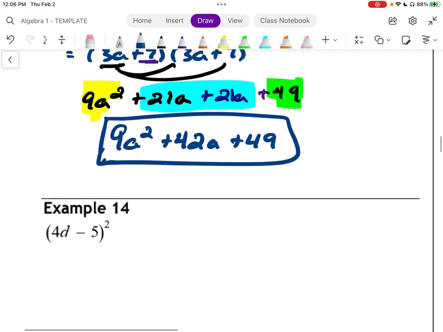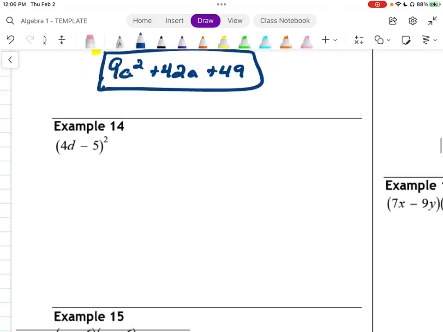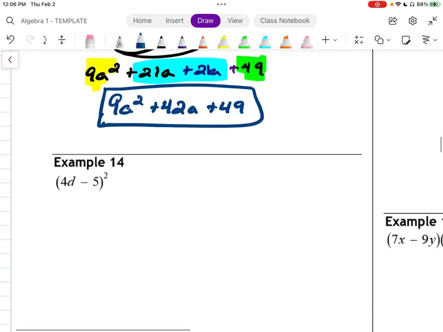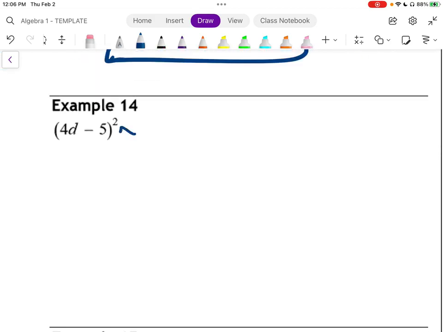Next up, example 14. Now again, we could use this formula, but I'm not going to. I'm just going to skip straight to just doing it by hand. So to square something, you need to multiply it by itself. So I'm going to break them apart, and I'm going to say 4d minus 5 and another 4d minus 5.